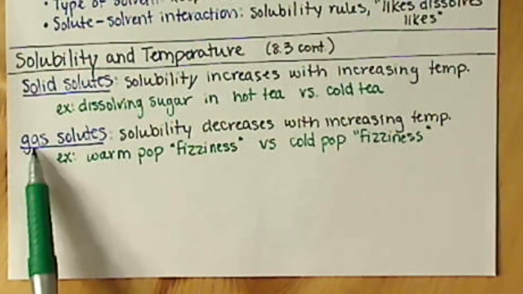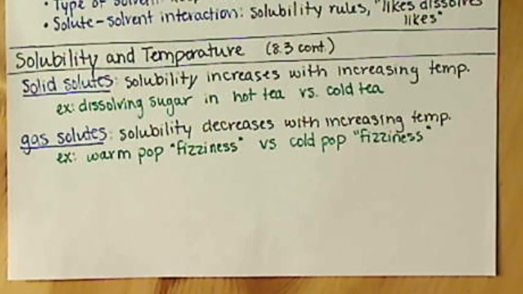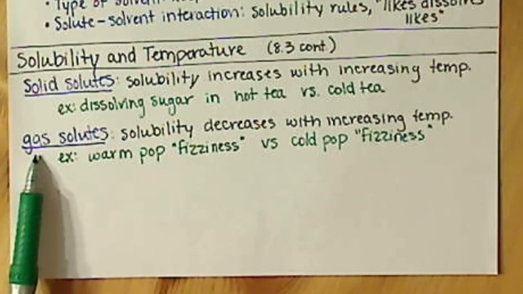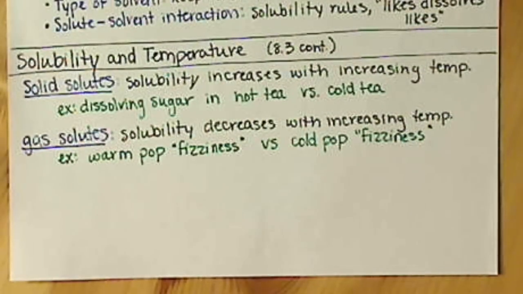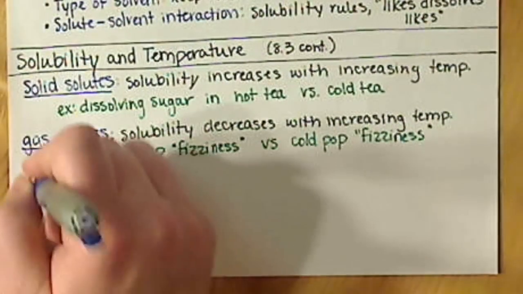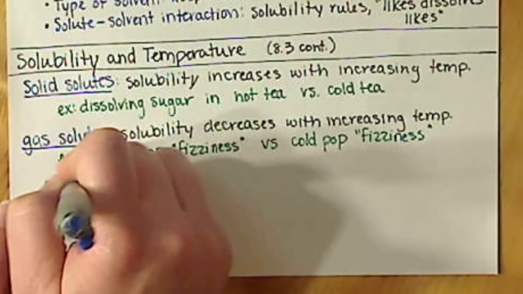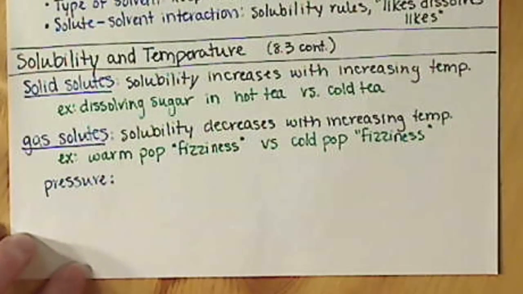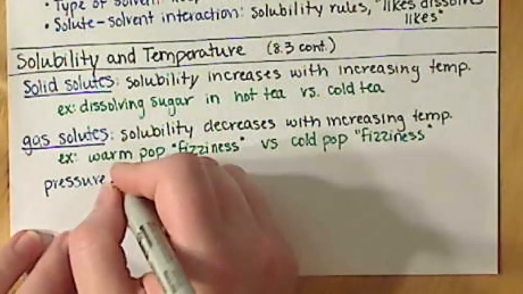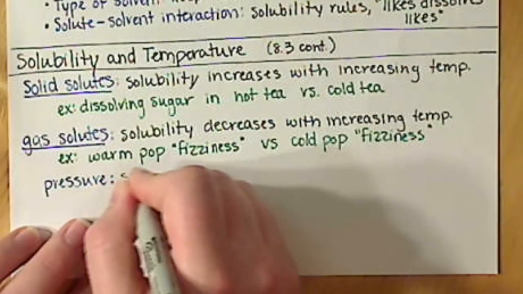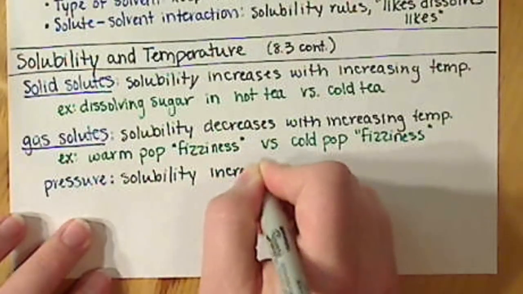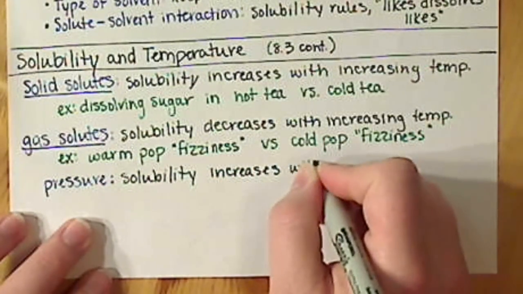Now, when we talk about gas solutes, we can talk about temperature. Another factor that affects the solubility of gas solutes is the pressure. Okay, so temperature also affects it. Pressure does as well. And that is, an increase of pressure leads to an increase in solubility. So we can say solubility increases with increasing pressure.